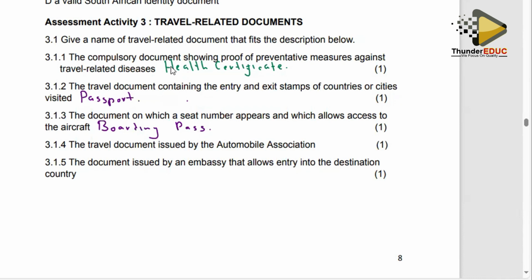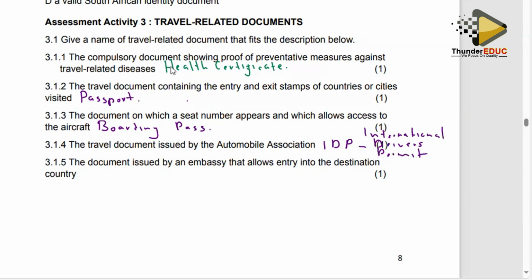The travel document issued by the Automobile Association is known as IDP, abbreviated, but in full, it's known as the International Driver's Permit. IDP or International Driver's Permit.